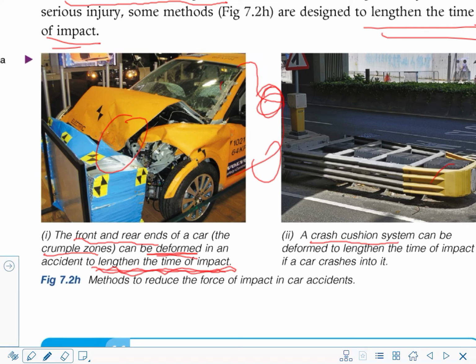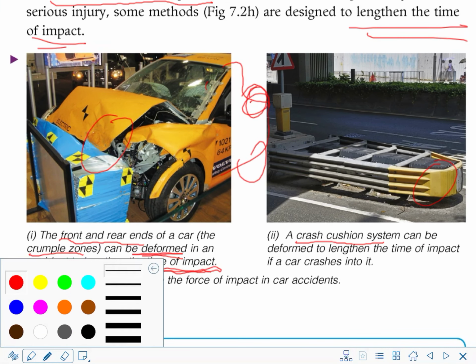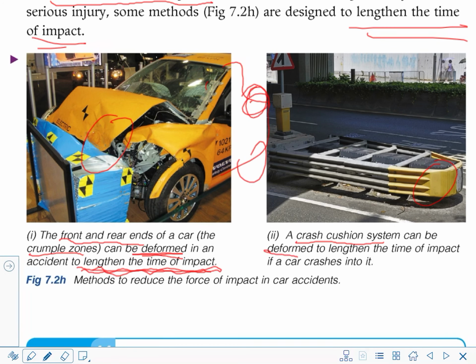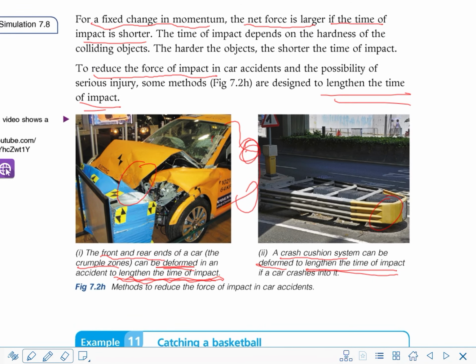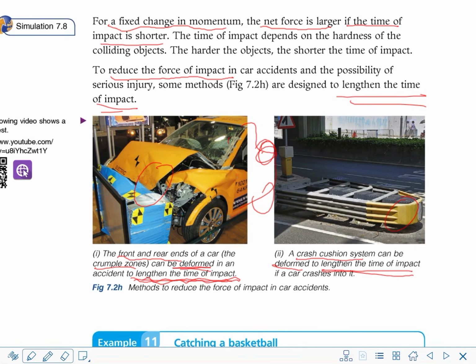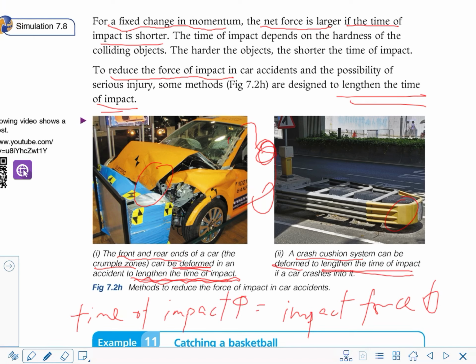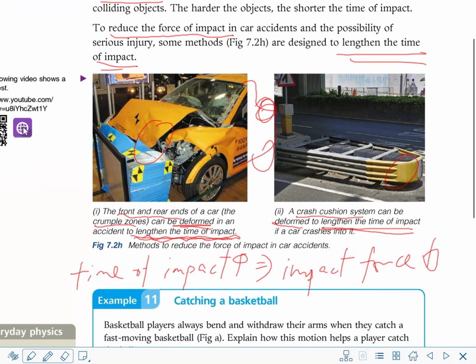Another example, crash cushion system, like you may see on the highway, and it can be deformed. Same idea, lengthen the time of impact, so the impact force will be smaller. Then you can write down the final result: impact force will be decreased because time of impact is lengthened.